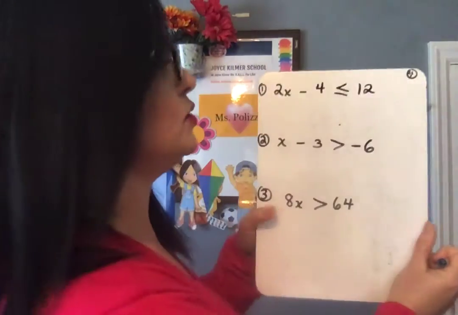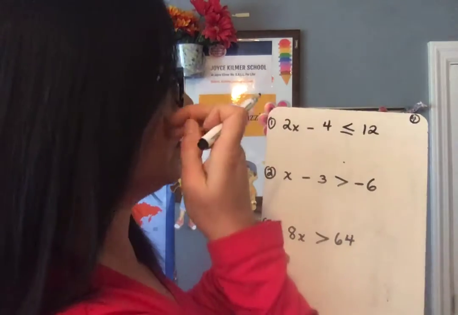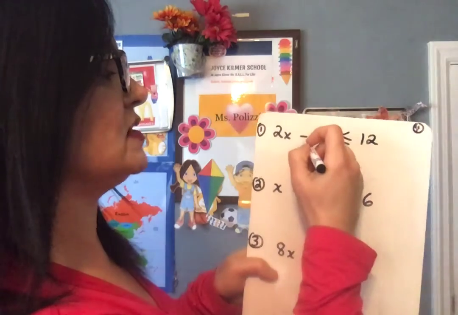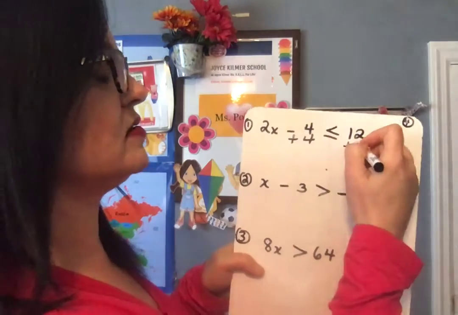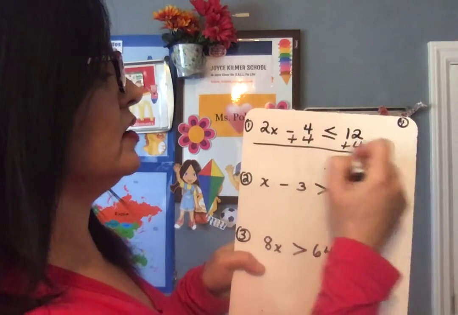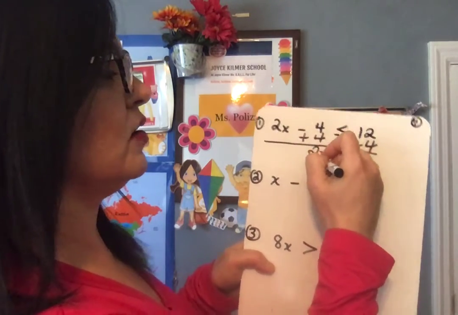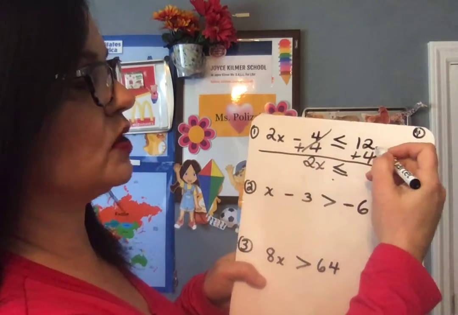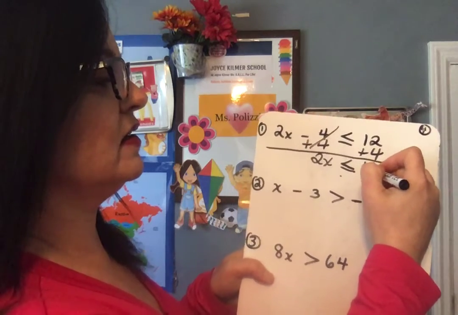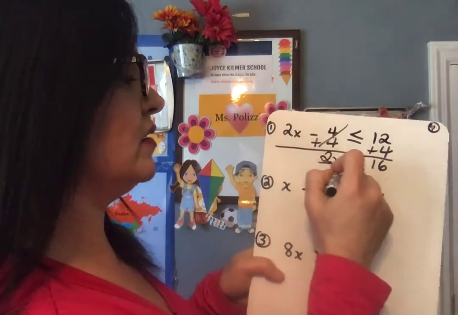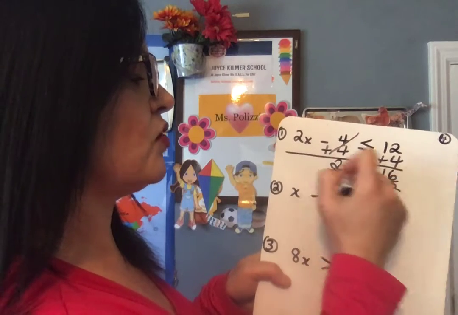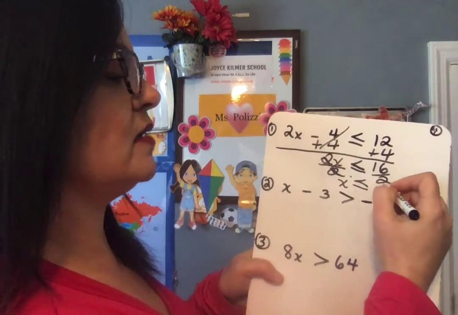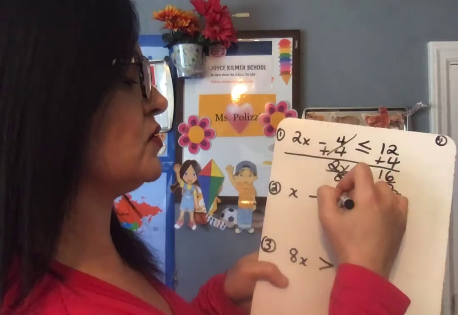So here we have 2x minus 4 is less than or equal to 12. So we know that we want to isolate x, so we'll get rid of negative 4. The opposite is add 4 to both sides. Draw your line. Bring down your 2x. Cross this out. Bring down less than or equal to, and 12 plus 4 is 16. So in order to get rid of the 2, we'll divide it on both sides. Cross this out. X is less than or equal to 16 divided by 2 is 8. So that is my answer, okay?